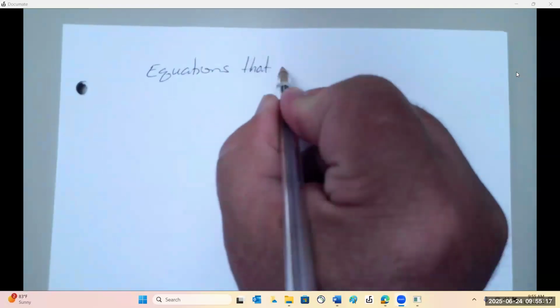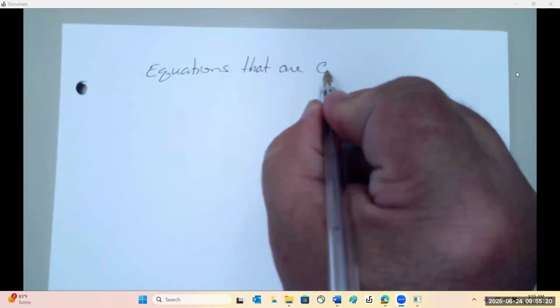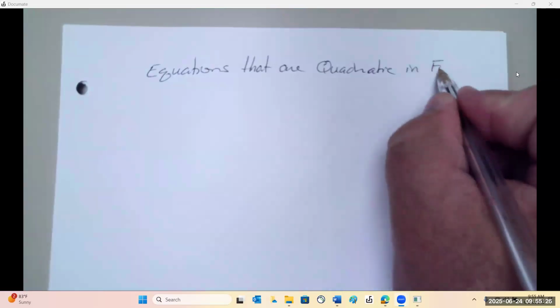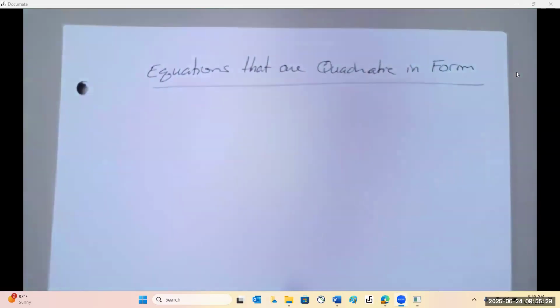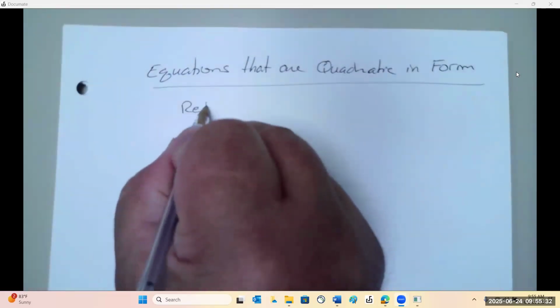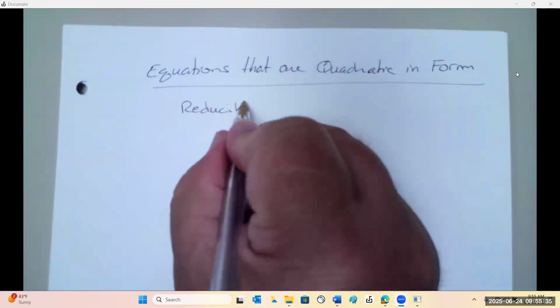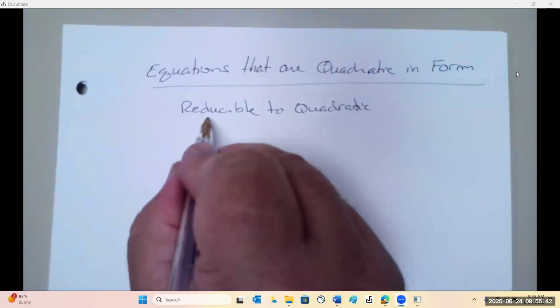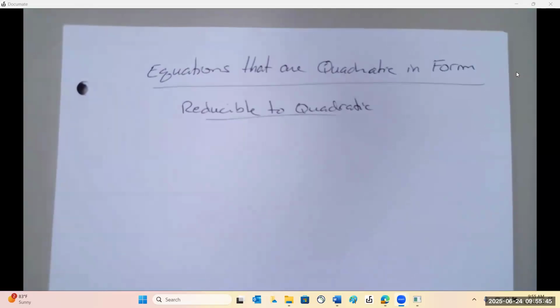So, equations that are quadratic in form. A general term is equations that are quadratic in form.